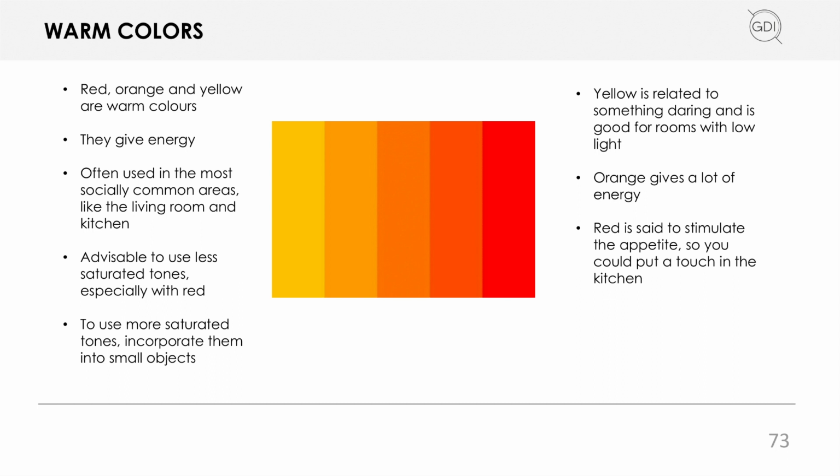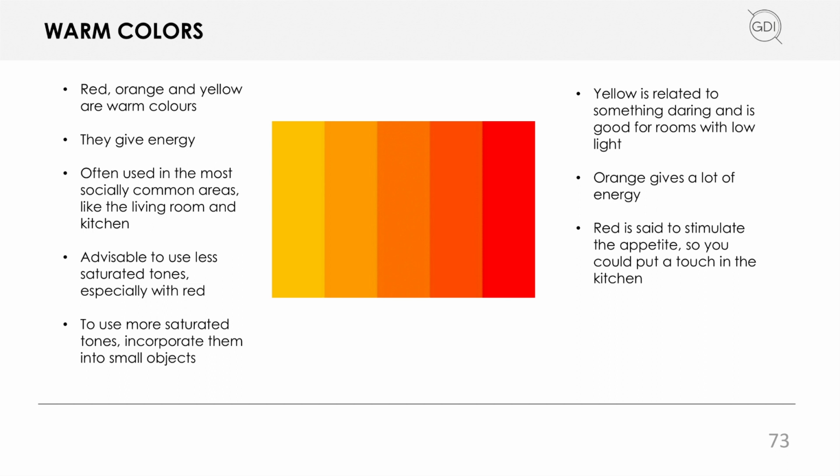Let's start with the warm colours. In interior design, warm colours are red, orange, and yellow. Naturally, these colours stand out. They give energy to a space and are often used in the most socially common areas, such as the living room and kitchen.